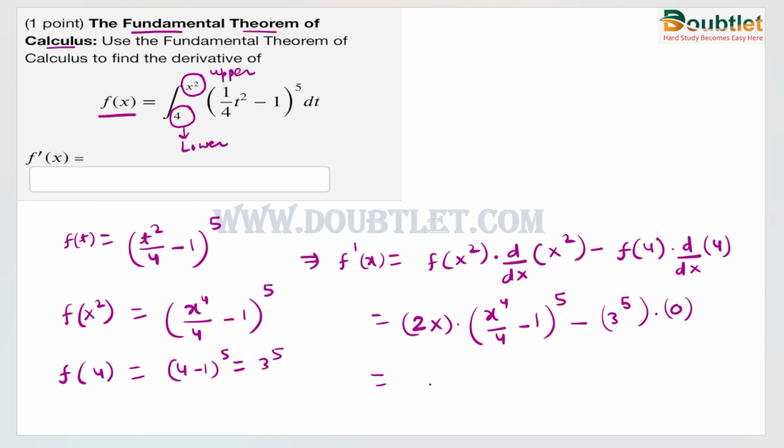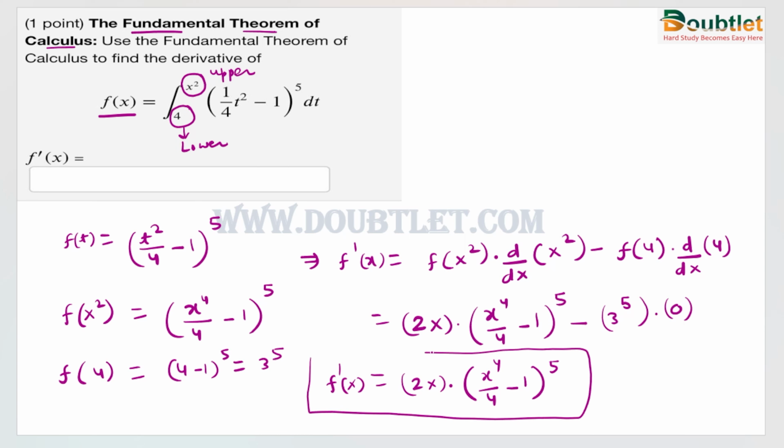So we can write f dash x is equal to 2x multiplied by (x to the power 4 divided by 4 minus 1) to the power 5. So this is the final answer for this question.